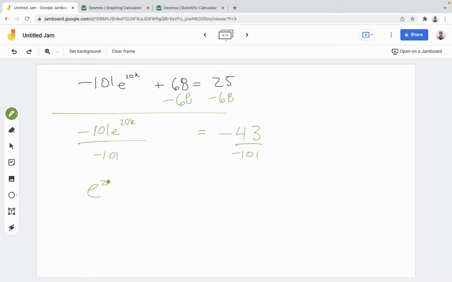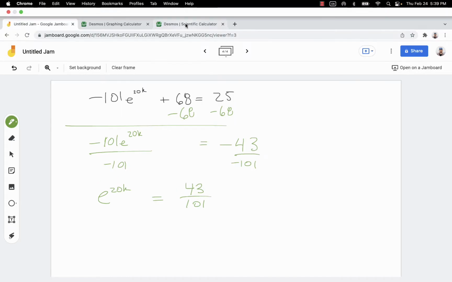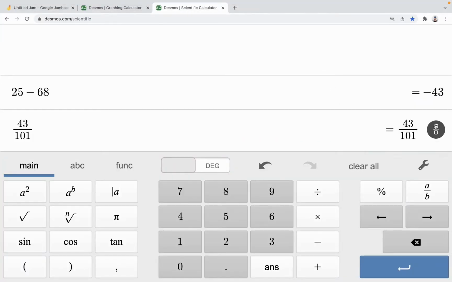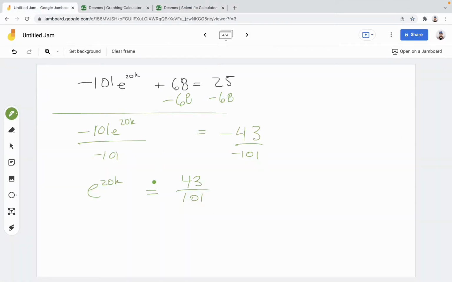Now I could write this as a decimal. It's going to be much better to leave it as a fraction. Now you can check and see if it will reduce. I know this one won't, but if it does, you'll be able to see it there by converting that to a fraction. So that's going to be the simplest way I can write my exponential. Now I would want to take the natural log of each side or use the definition of the natural log. The natural log is going to make it so that 20k equals the natural log of 43 over 101.